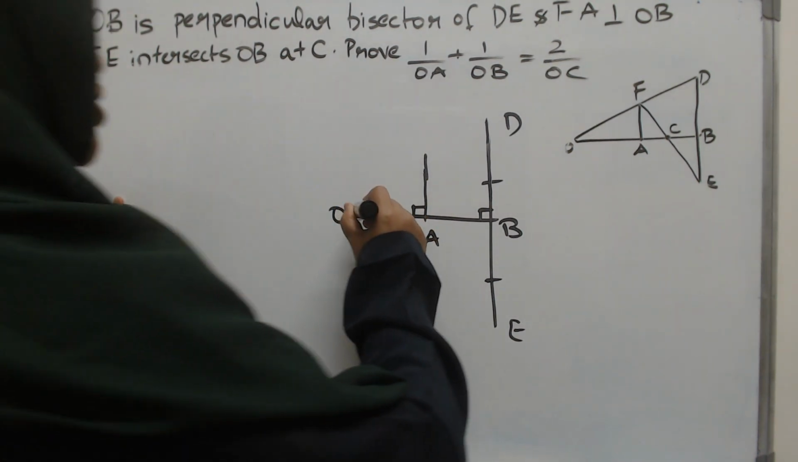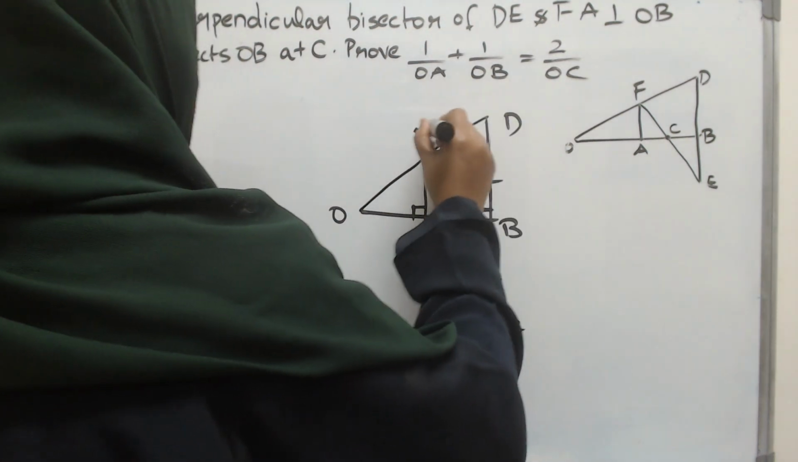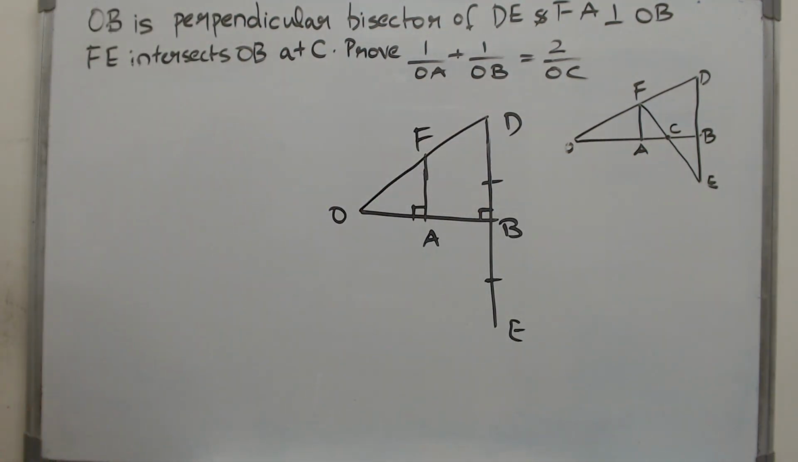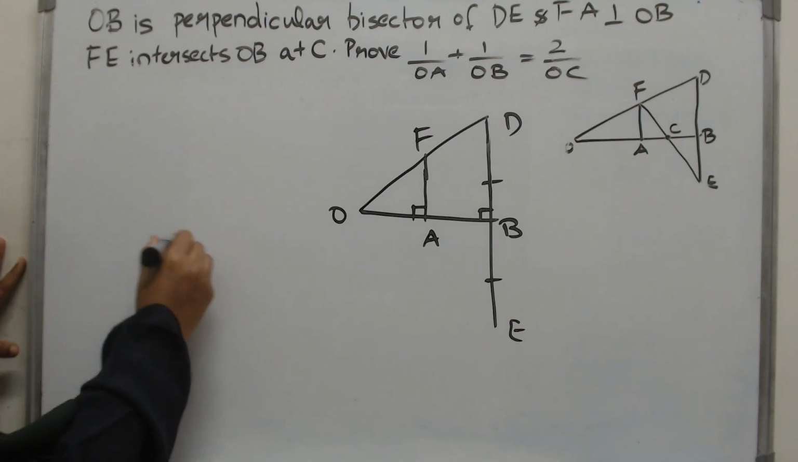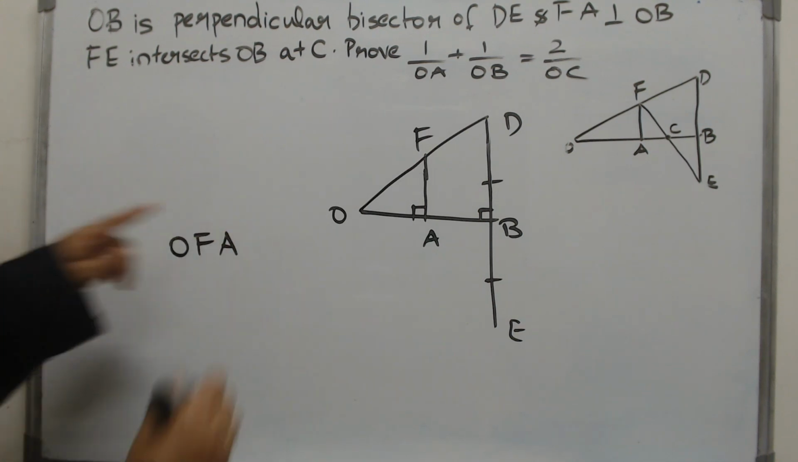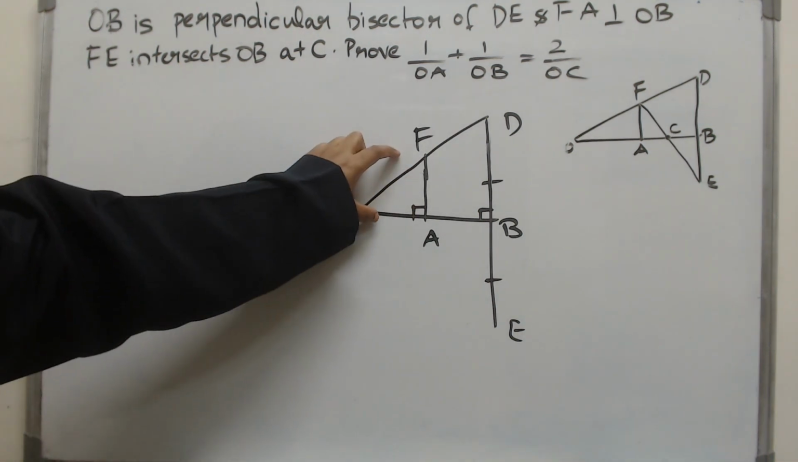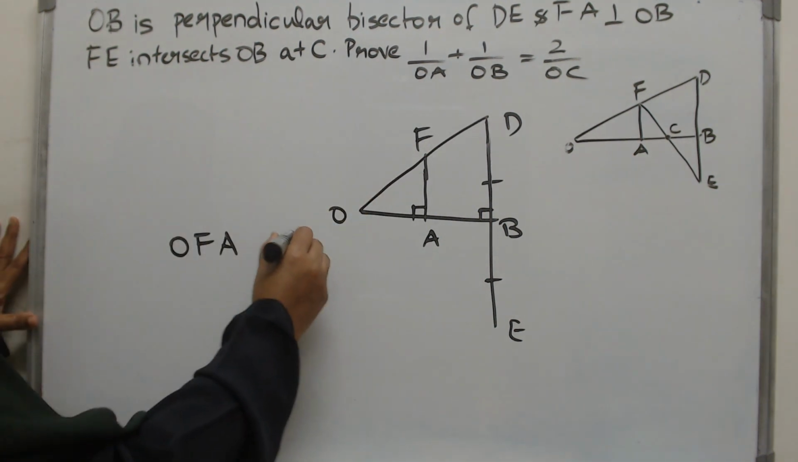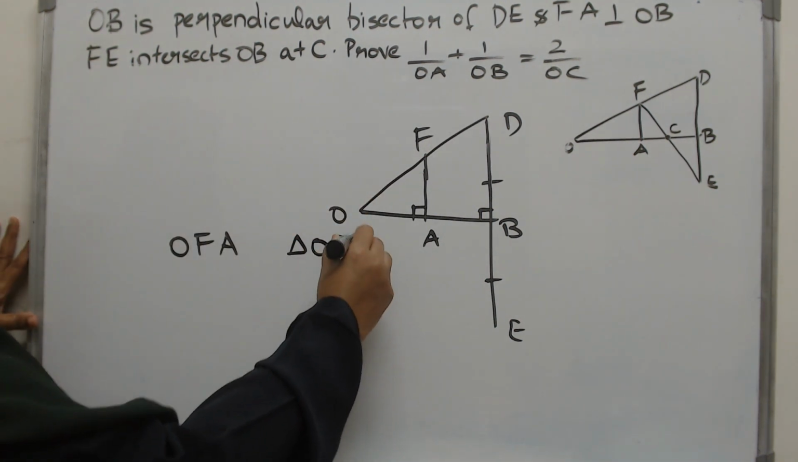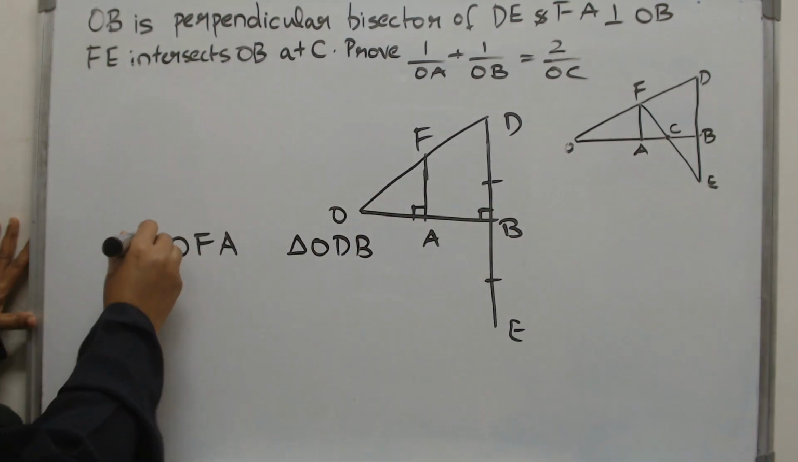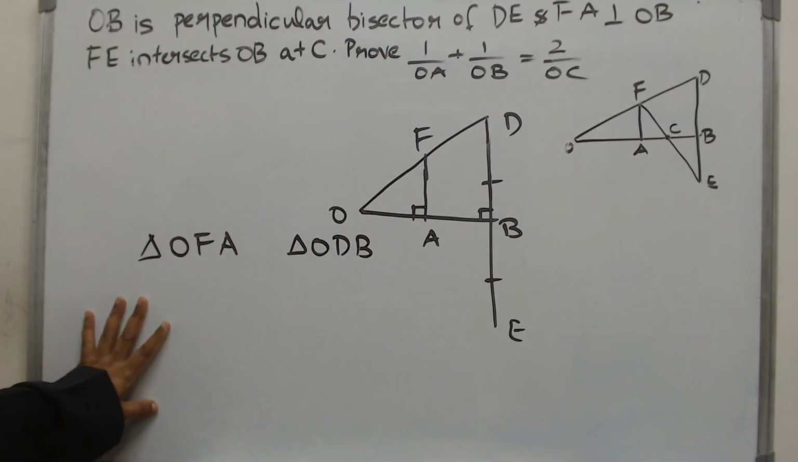Why not join all of this? Then what do you have? You get two right triangles. One right triangle OFA, a small triangle. Another one, a big triangle ODB. This whole thing. Can we prove that they are similar?